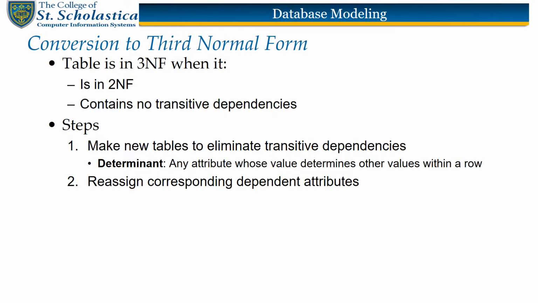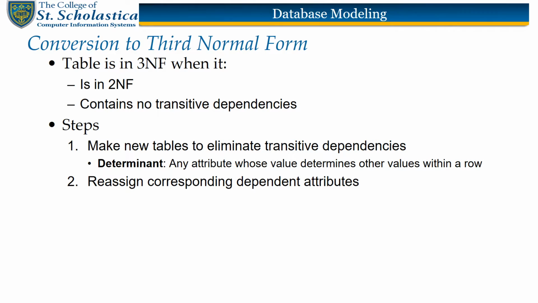A table is in third normal form, 3NF, when it is in 2NF and contains no transitive dependencies. Data anomalies created by the database organization are easily eliminated by completing the following 2 steps. Step 1, make new tables to eliminate transitive dependencies. And Step 2, reassign corresponding dependent attributes.